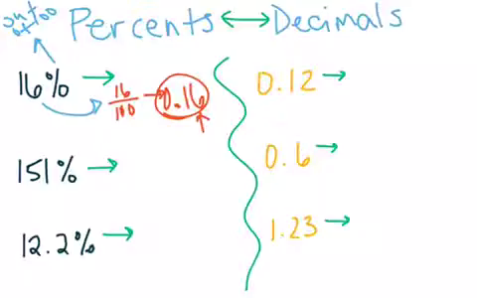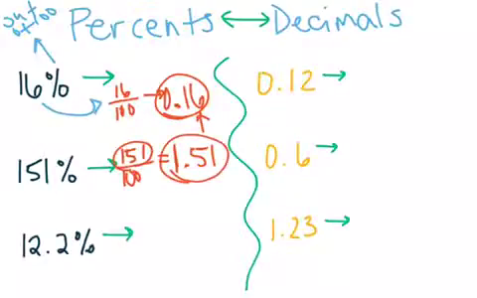Let's take a look at 151%. This would be 151 over 100. When I'm writing this as a decimal, remember, if it's 151 over 100, that's greater than 1. So this is going to have to be 1 whole and then 0.51. So it's really 151 hundredths. So 1 and 51 hundredths would be your decimal.